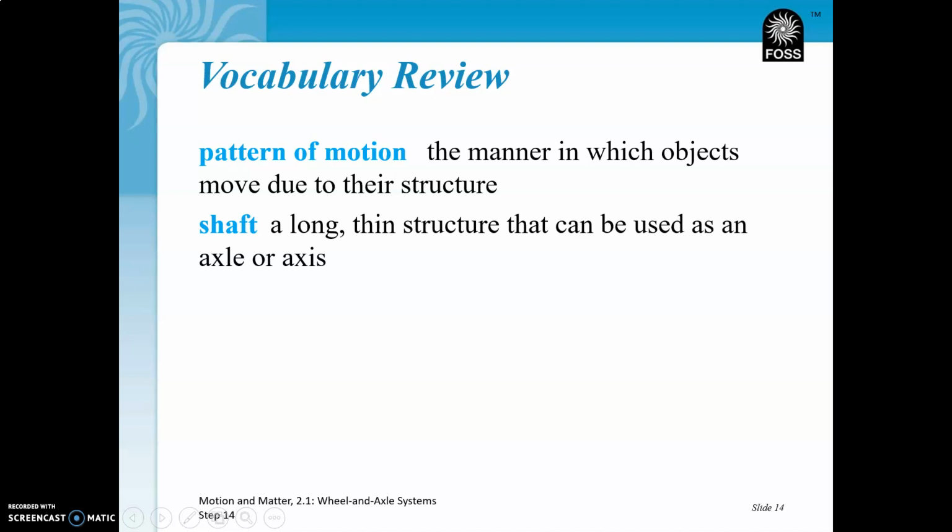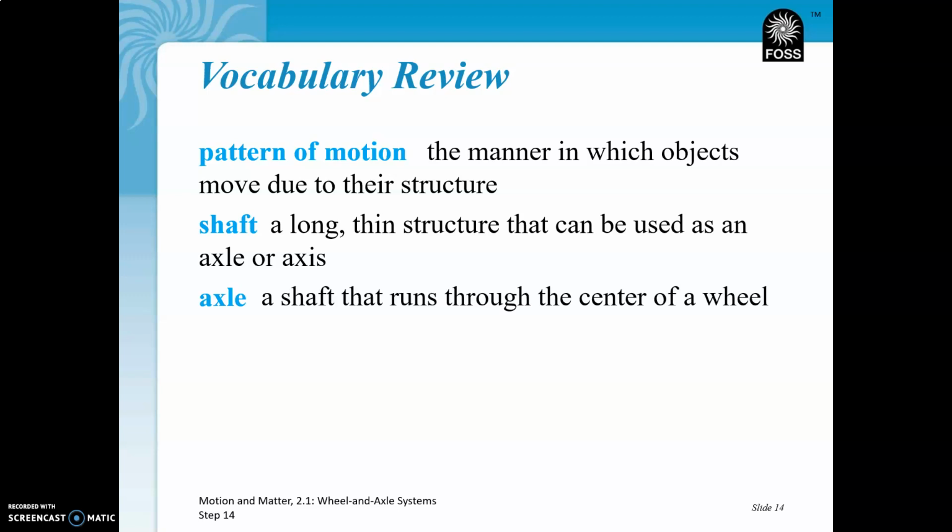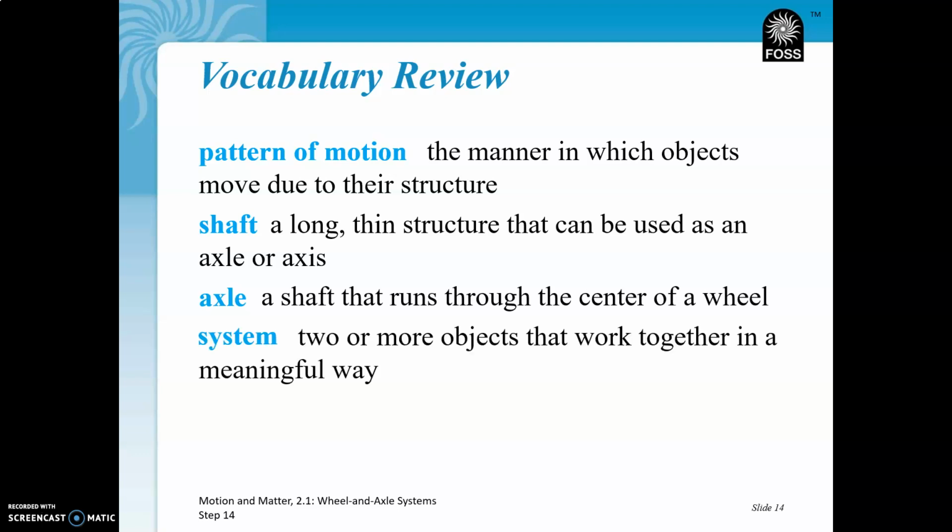Shaft. A long, thin structure that can be used as an axle or axis. Axle. A shaft that runs through the center of a wheel. So like I said earlier, when your parents have cars, you can look and there's an axle. I would advise you to ask your parents before you look, but there is an axle that connects them. You won't be able to see it from outside of the car, but that's what some auto mechanics work on when they have the cars up in the air at car shops. System. Two or more objects that work together in a meaningful way.